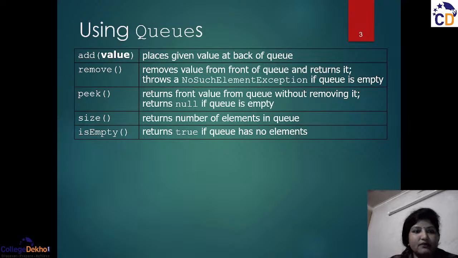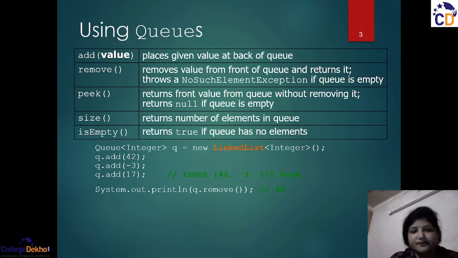Again, if you are peeking at something without removing it, and the queue is empty, it is going to give you the empty result, right? Then size: the number of elements that are there in your queue. You may be using a function that is size. isEmpty again is going to check whether your queue is empty or not. So it returns true if your queue has no elements, right? So these are some basic operations, some basic methods that we use in a queue.